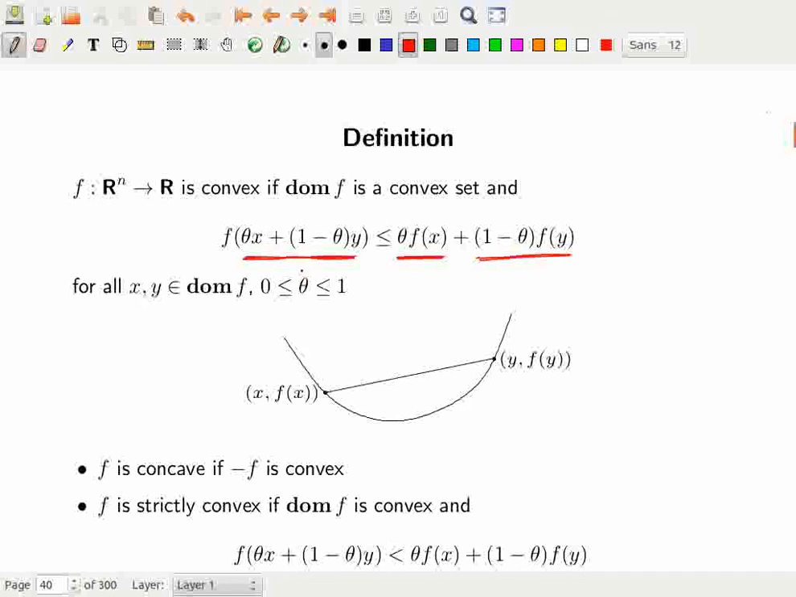This part, part 1, shows the value of the function in the points between x and y. It means this red area, and theta f x plus 1 minus theta f y is this line. And if the function is concave, then minus f is convex, and so on.